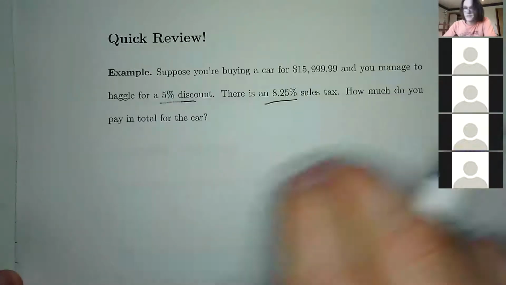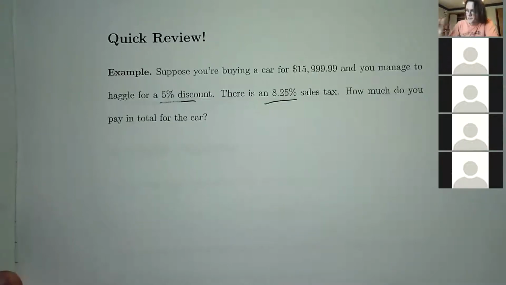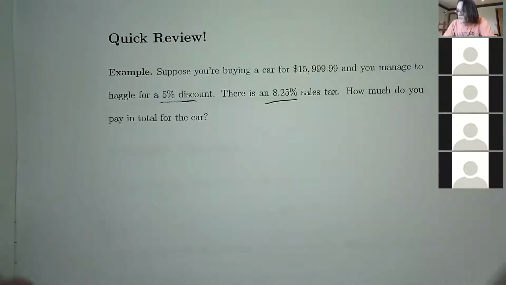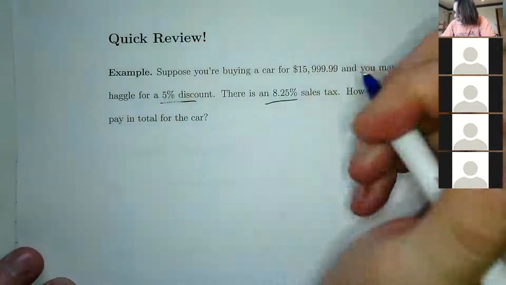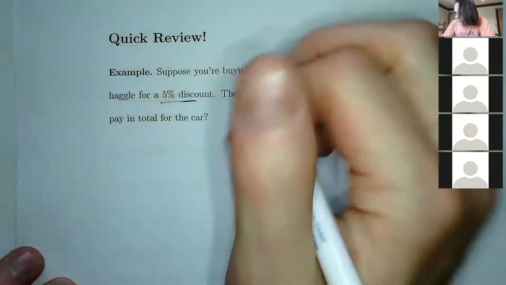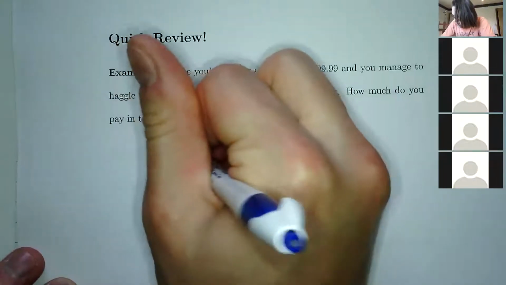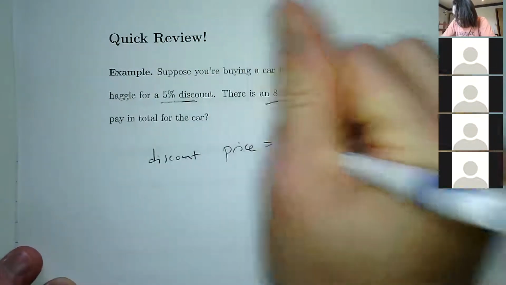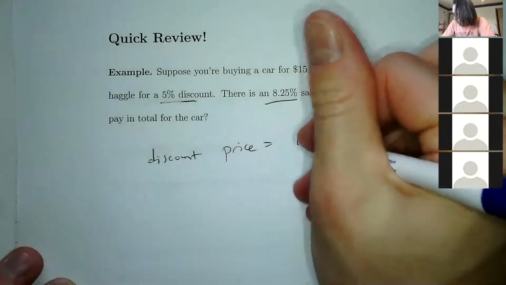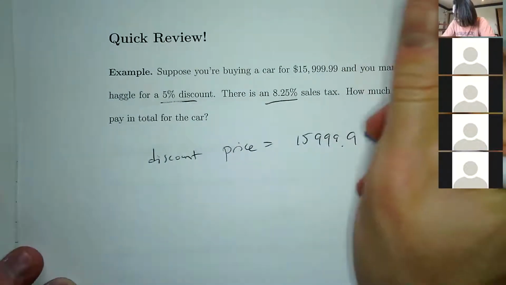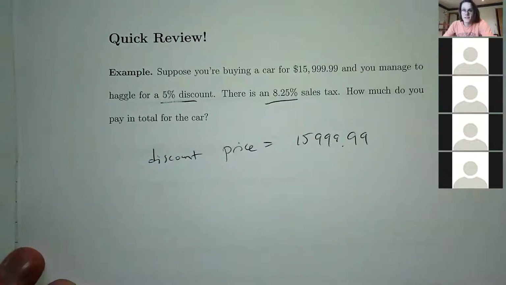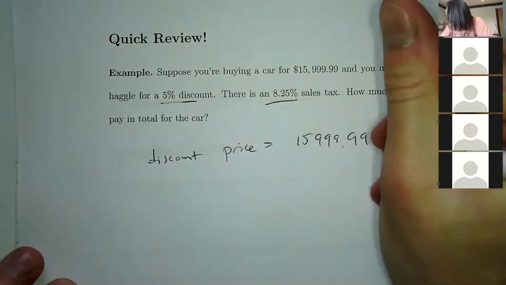All right, so let's start with the discount. So 5% discount, and remember the formulas. These formulas will come in handy in daily life. So you have a discount. What we did last time was we said that the discount price equals this initial price, 15,999.99. You've got to make yourself feel like you're spending less than $16,000, even though it's the same.